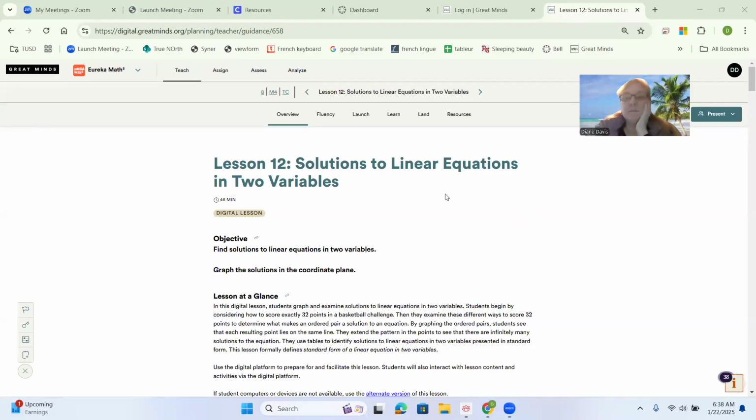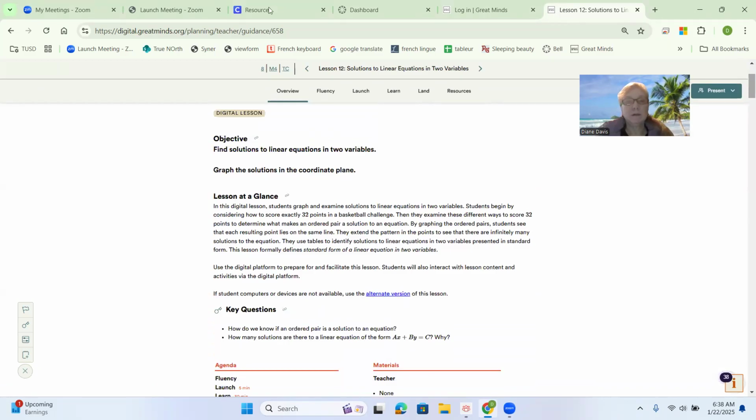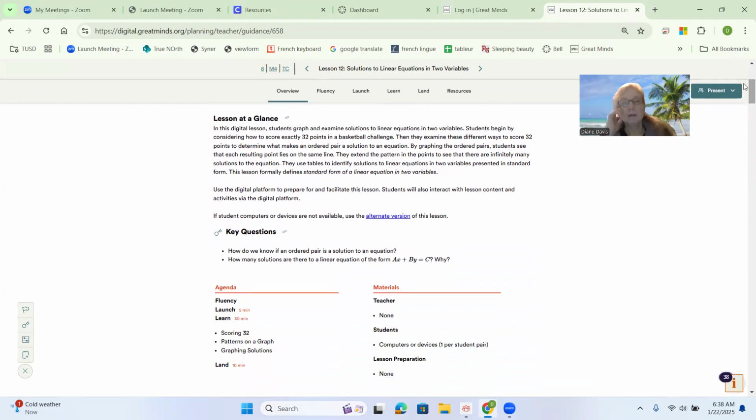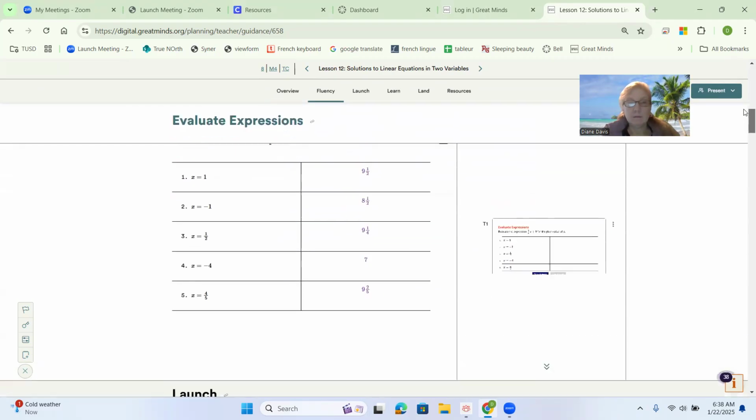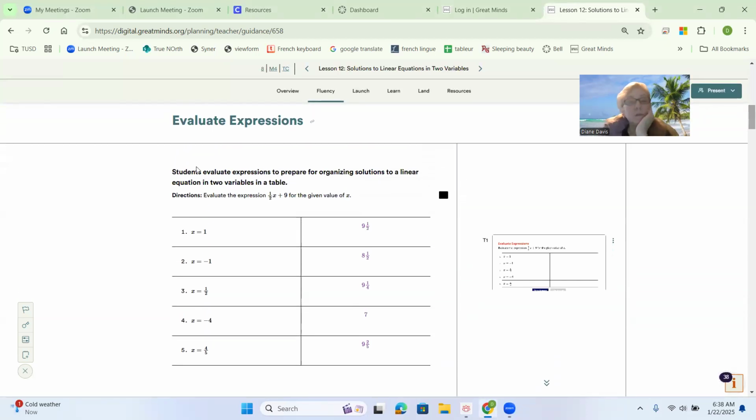Okay, so this lesson is about solutions to linear equations in two variables. The objective is to find solutions to linear equations in two variables and graph the solution in a coordinate plane. So first we'll start with this introduction. You're going to evaluate the expression.